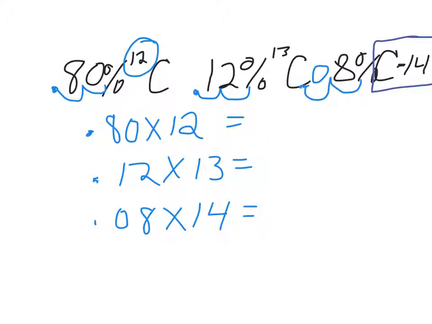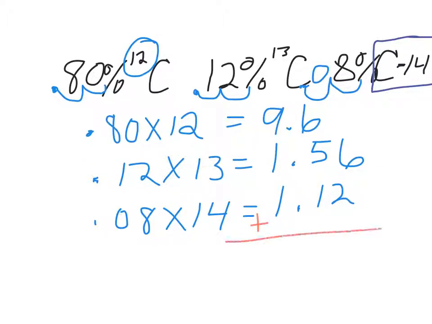0.80 times 12 is how much? Everyone should be off the phone, except for the calculator. 9.6? Okay, 9.6. Now 0.12 times 13 is how much? 1.56. Very good. Okay, 0.08 times 14? 1.12. Okay, 1.12. Now you're going to add all of these up and get a total.